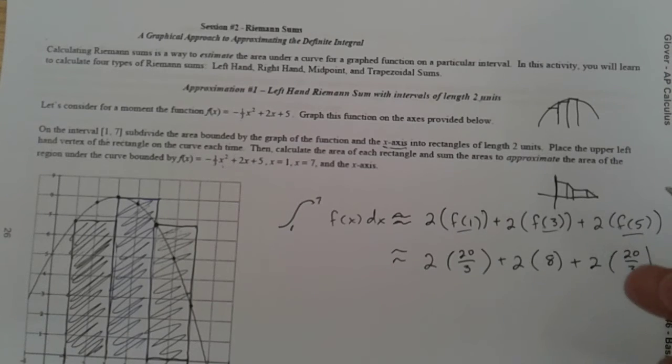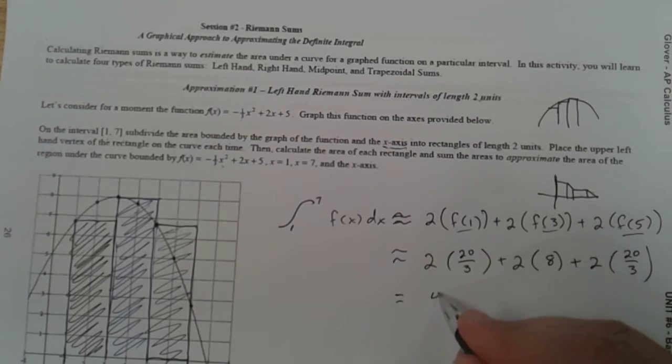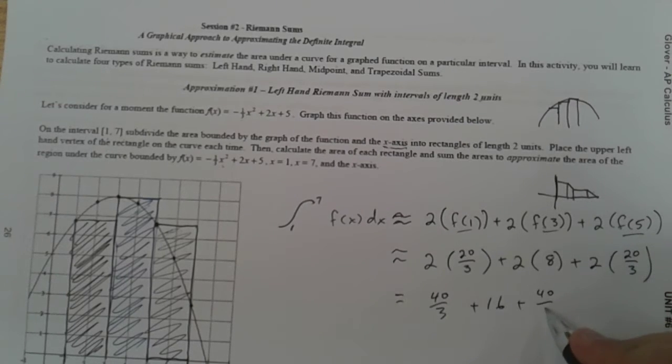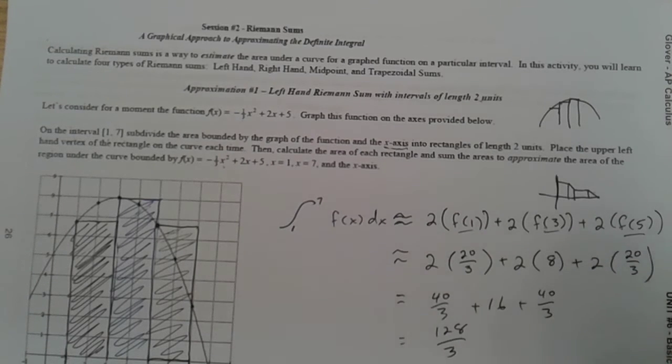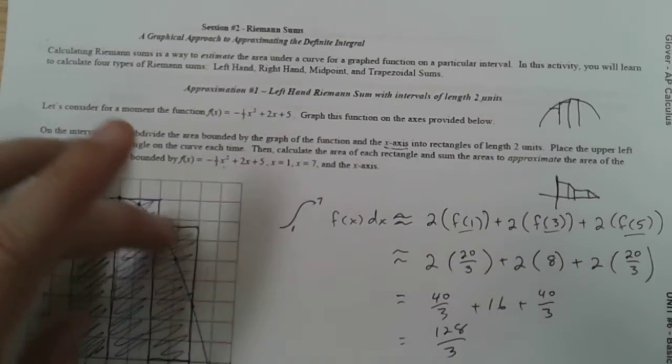I guess they're going to probably allow a calculator on all of it because they're not going to be able to really monitor that. So anyway, cleaning this up, I end up getting 40/3 plus 16 plus 40/3, which is 128/3. And I'm going to put that in the calculator, and I'm going to get that's approximately 42.667 units.